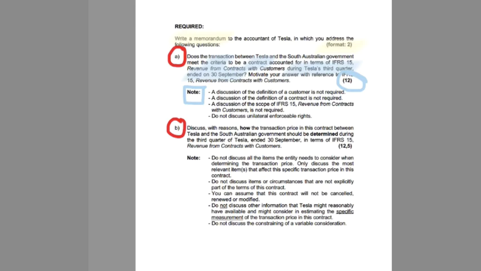If we look at the note part, it says a discussion of the definition of a customer is not required. A discussion of the definition of a contract is not required. A discussion of the scope is not required. And do not discuss unilateral enforceable rights. If you do discuss those things, they will not count marks because we specifically excluded them. So you will be wasting time if you go and discuss these things. So let's have a look now that we know what not to discuss. What should we actually discuss?